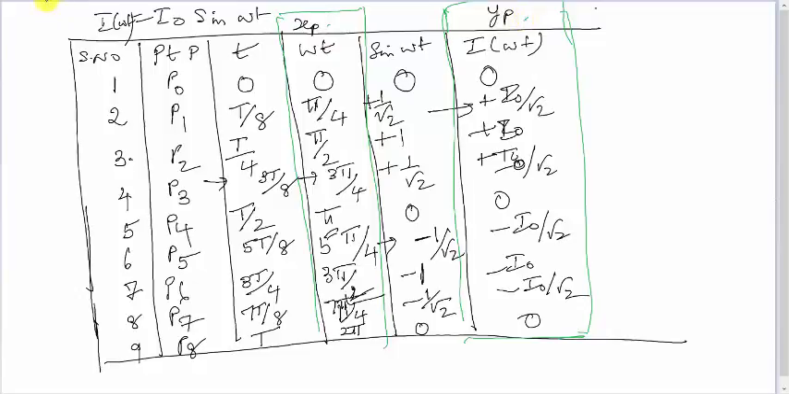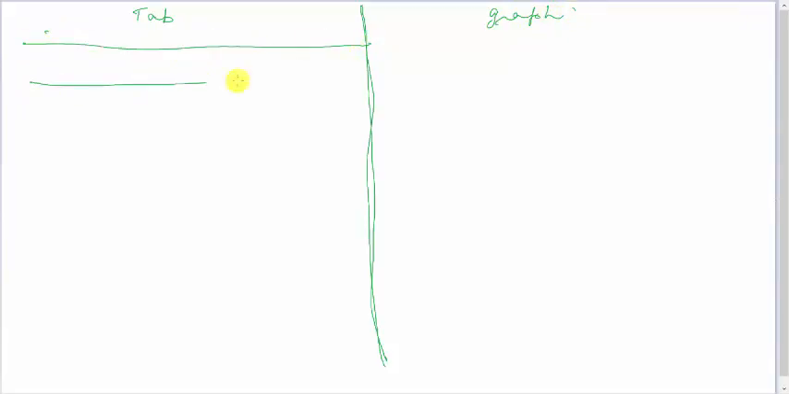Now, well, let me draw this tabular column as a final thing and then draw the graph. So I will divide the page into two, so that you will have the tabular column here and here you will have the graph. The tabular column goes like this. All the 8 entries are there.